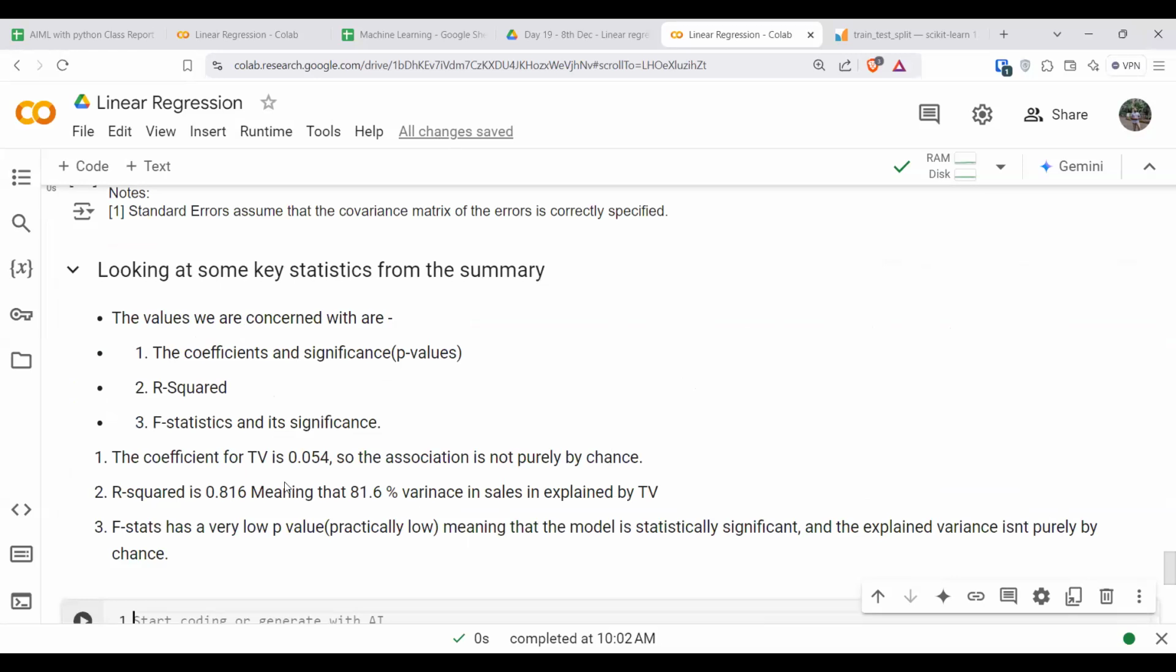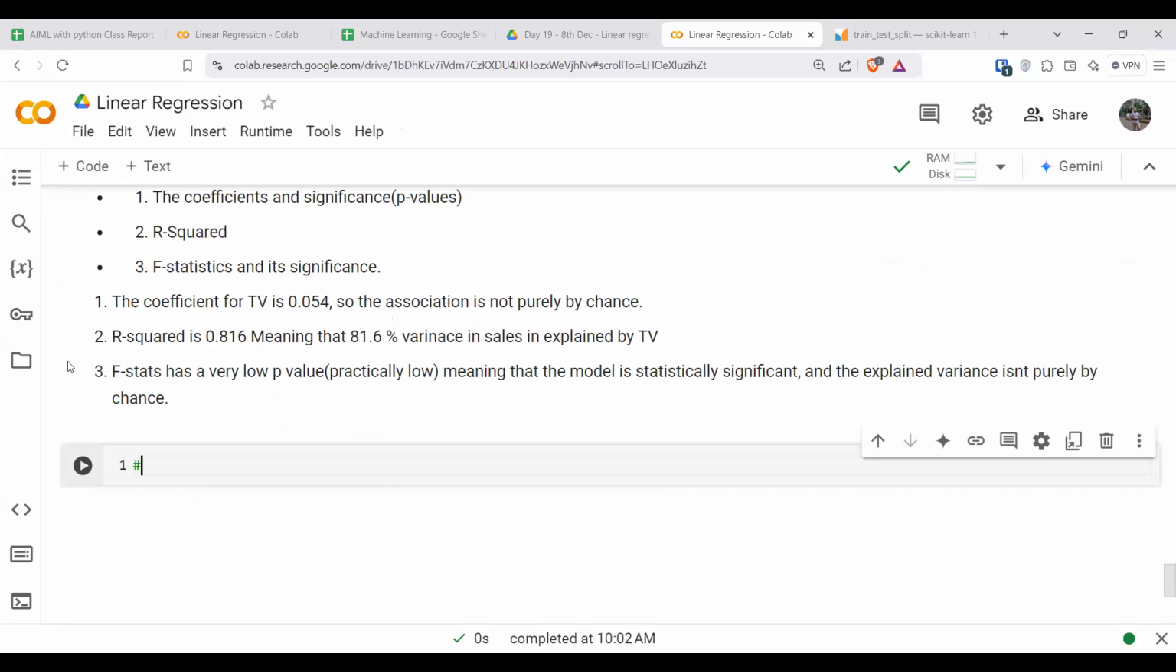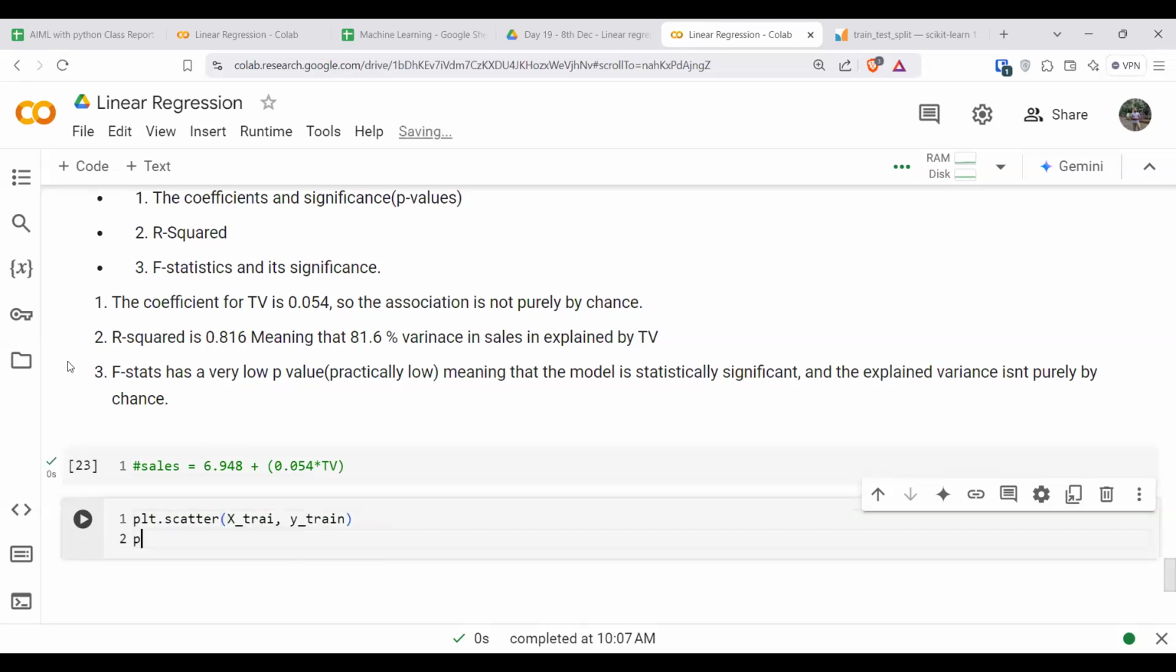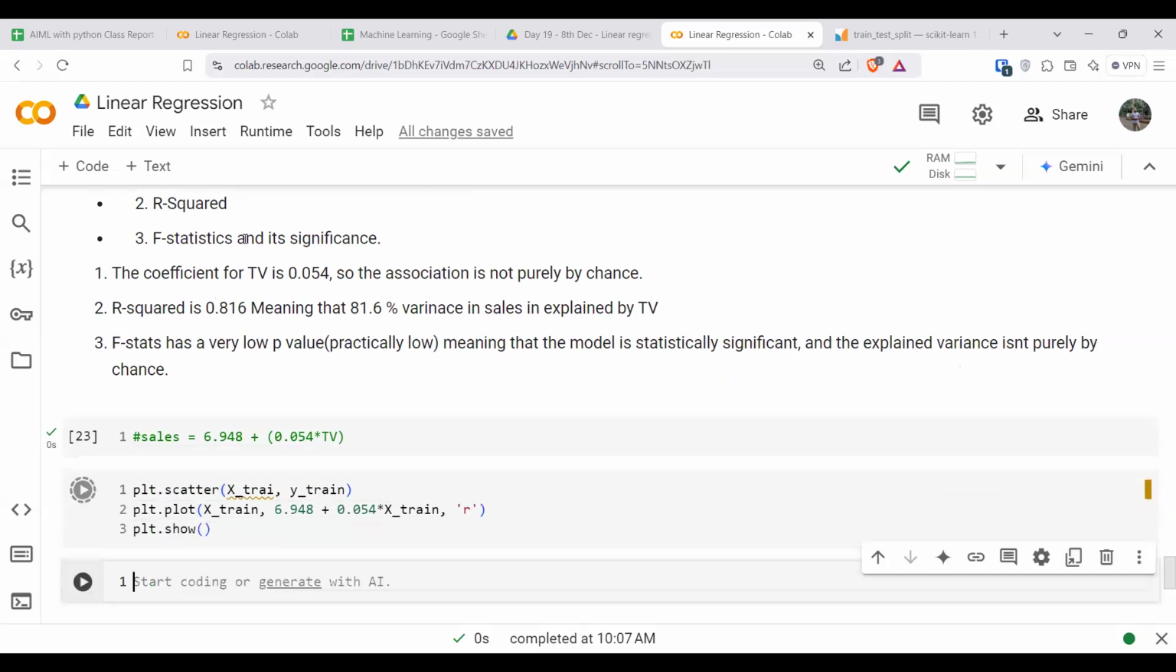So I can write down this equation from the parameters: sales is equal to, that is y is equal to m1 into TV plus c. So it becomes 6.948 plus 0.054 times TV. That is the equation. So what I'll do is I'll plot a scatter plot between x train and y train, and I'll add a line plot between x train and this equation of my regression line, which is 6.948 plus 0.054 times x underscore train. And the color that I want for the line is red, and I'll write plt dot show. So here train should be there.